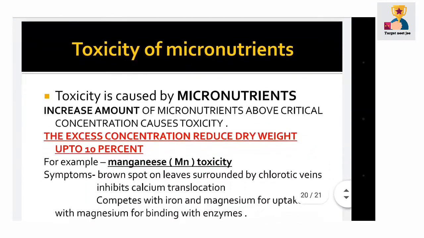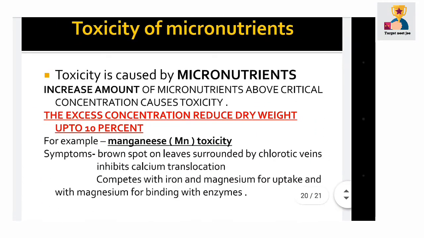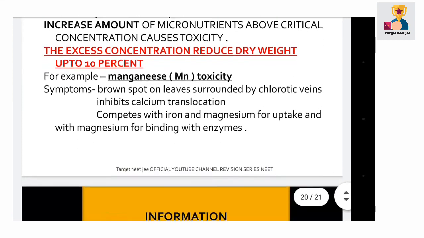Let's discuss toxicity of micronutrients. Increased amount of micronutrients above critical concentration causes toxicity. The excess concentration reduces dry weight by up to 10%. For example, manganese toxicity. Due to this toxicity, specific symptoms appear like brown spots on leaves, inhibition of calcium translocation, and competition with iron and magnesium for uptake and with magnesium for binding with enzymes.